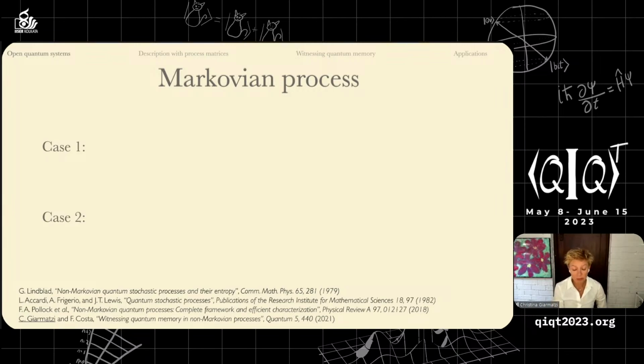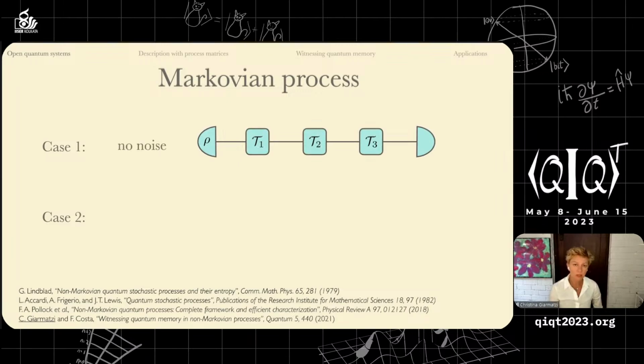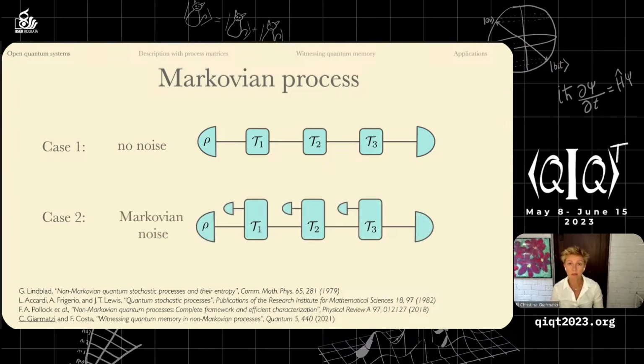When you have a Markovian process, two things can happen. You either have no noise at all, so that's pretty simple. Or you have Markovian noise, so you have noise, but that noise is located time-wise in the operations that you put. In this case, that little thing on top of each T1, T2, T3 is the environment, and it can interact with the system during the operation of T1, T2, T3, but it stays there. There's no information traveling from one time step to another.